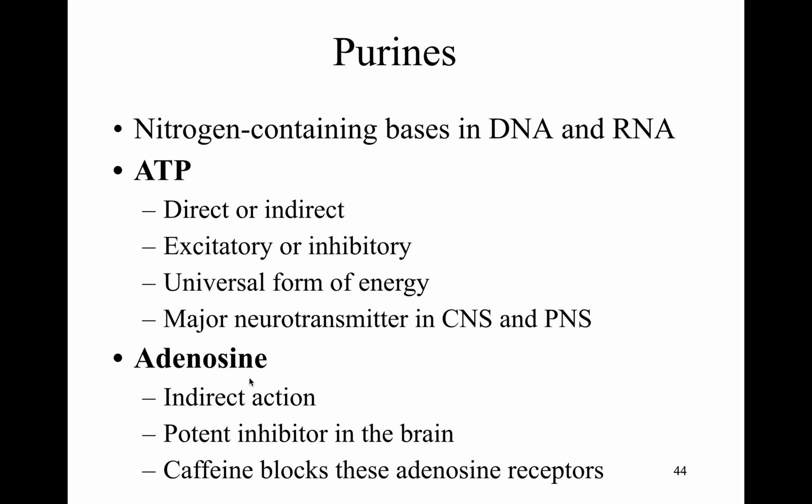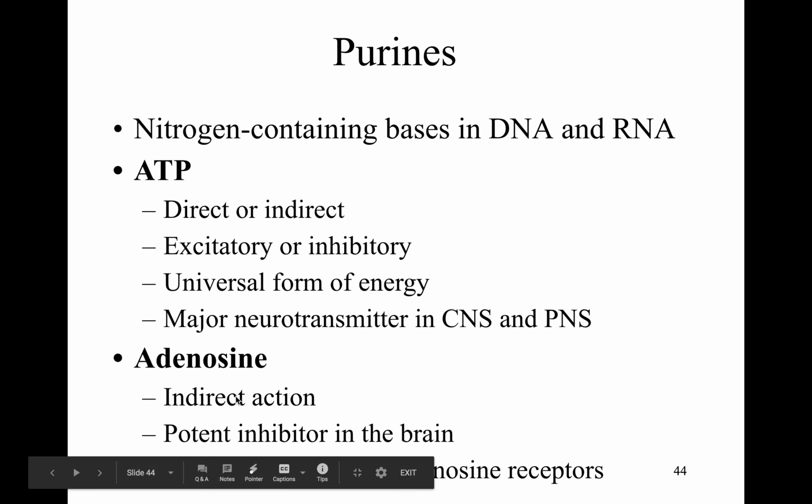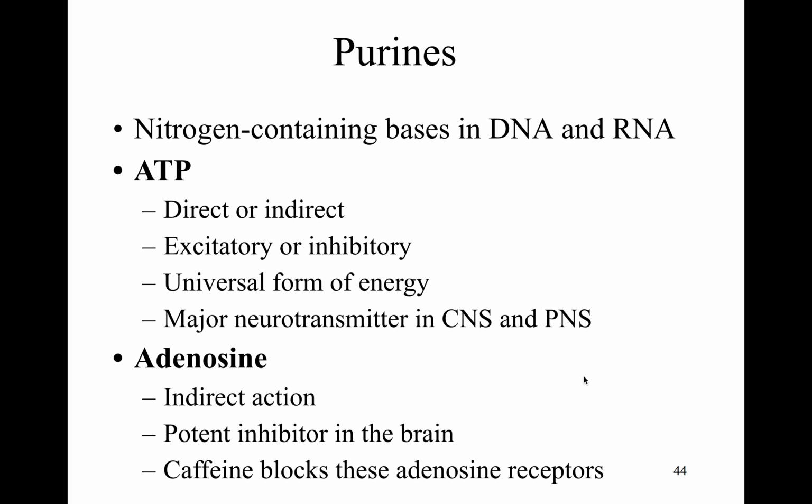Another purine is adenosine. Adenosine is a neurotransmitter that can act indirectly, so again, through that secondary messenger system. It is a potent inhibitor in the brain, so it has inhibitory functions. And what caffeine does is caffeine actually comes in and blocks these adenosine receptors in order to prevent us from feeling tired. So normally this adenosine is released when we're tired, right? And so it's going to be released in increasing amounts throughout the day. It's going to be stimulating that feeling of tiredness or fatigue.